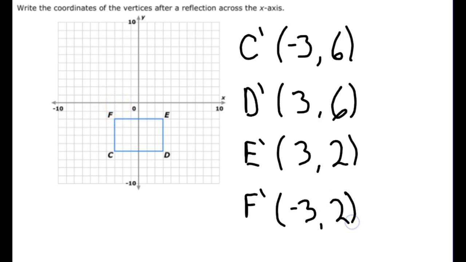And if we wanted to plot these quick, negative 3, 6, 1, 2, 3, 4, 5, 6, 3, 6, 3, 2, and negative 3, 2. After a reflection across the x-axis, this would be our image.